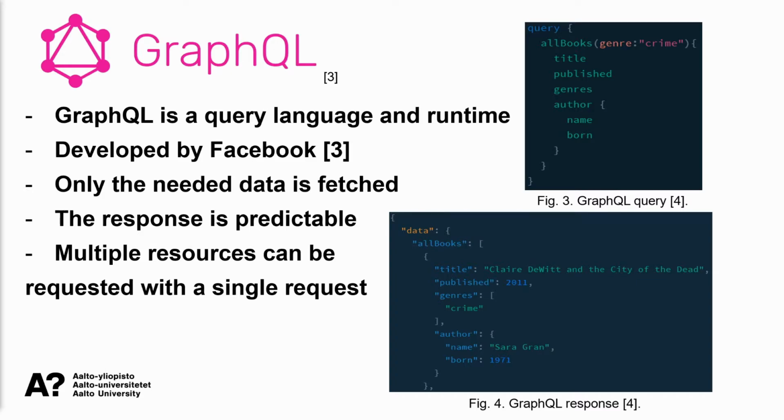In addition, API-specific parameters can be defined, like genre in the example query. The right bottom corner shows the response for the example query. GraphQL queries allow requesting data from multiple objects with a single query. In the example query, data from the author is also fetched.